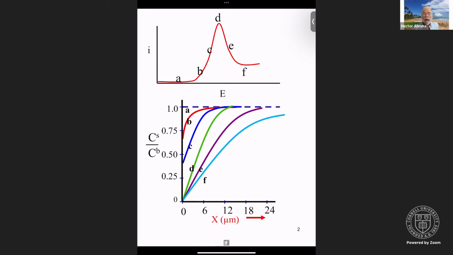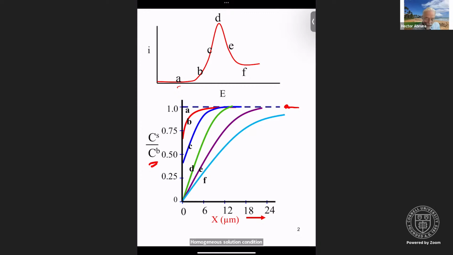When we're looking at these profiles, if you go to A, we're so far removed from any region of electrochemical activity. Here we're plotting surface versus bulk concentration, which goes from 0 to 1. At potential A, there's essentially no change. It's just flat out. We're back to homogeneous solution condition.